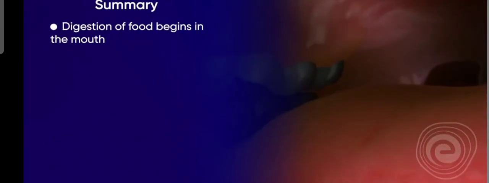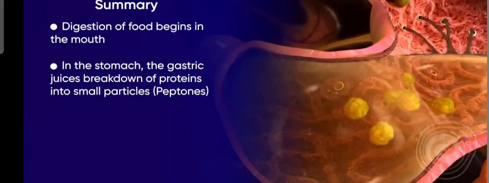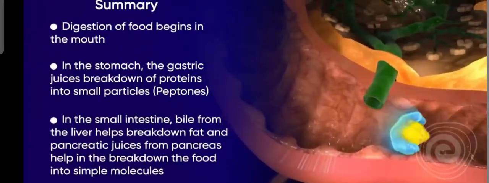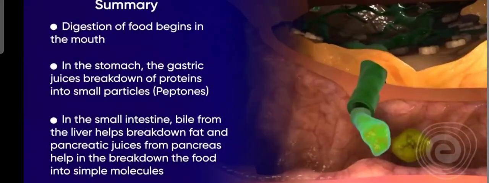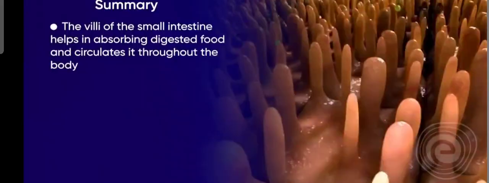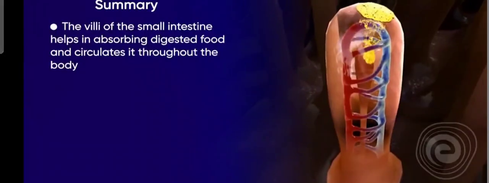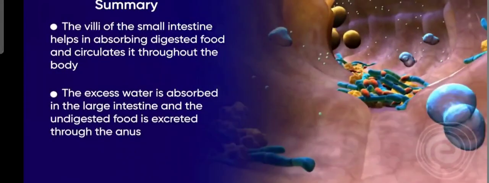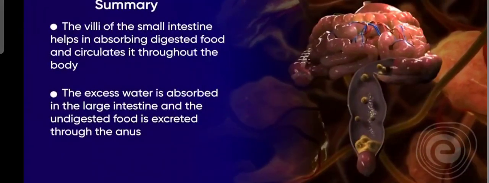Digestion of food begins in the mouth. In the stomach, the gastric juices help in the breakdown of proteins into small particles. In the small intestine, bile from the liver helps break down fat, and pancreatic juices from pancreas help in the breakdown of the food into simple molecules. The villi present on the inner surface of the small intestine helps in absorbing digested food and circulates it throughout the body. The excess water is absorbed in the large intestine and the undigested food is excreted through the anus.